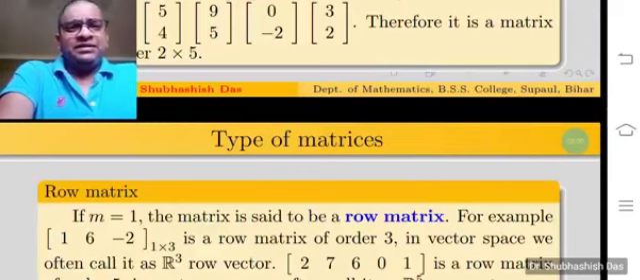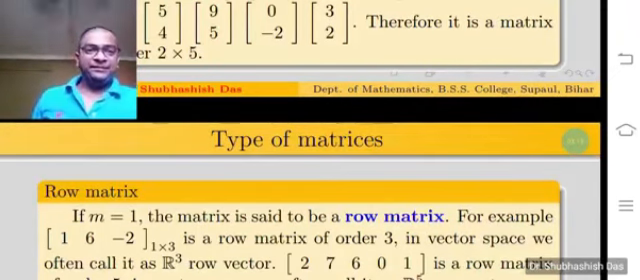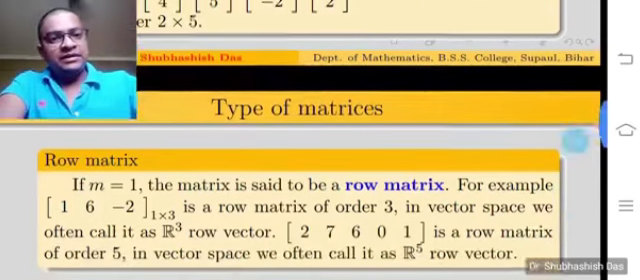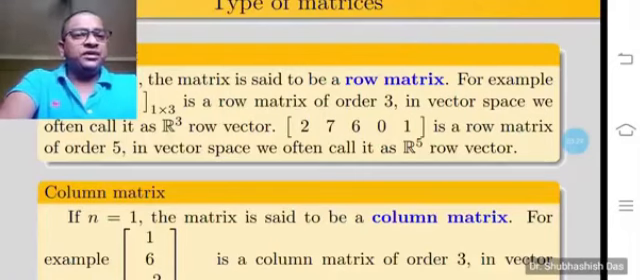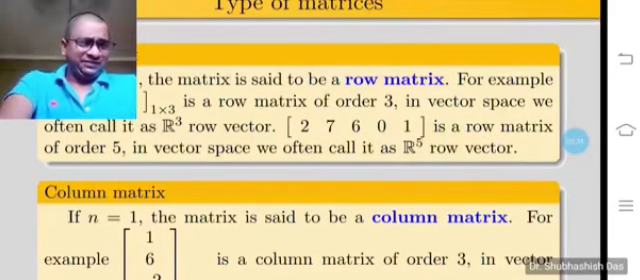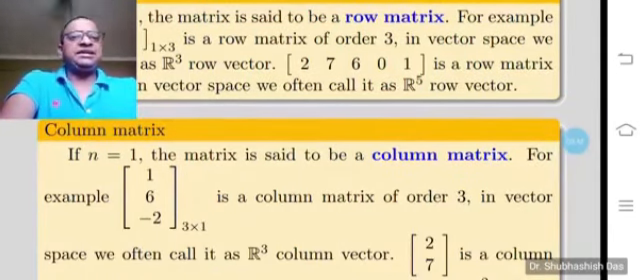Types of matrices: a row matrix. If m is equal to 1, then this matrix is called a row matrix. For example, 1 6 minus 2 is a row matrix of order 3. In vector space we often call it R3 row vector. 2 7 6 0 1 is a row matrix of order 5, and in vector space we call it R5 row vector. If n is equal to 1, then this matrix is called a column matrix.